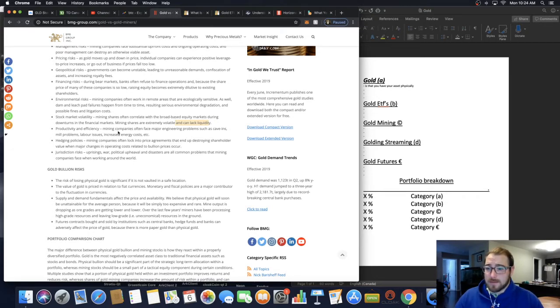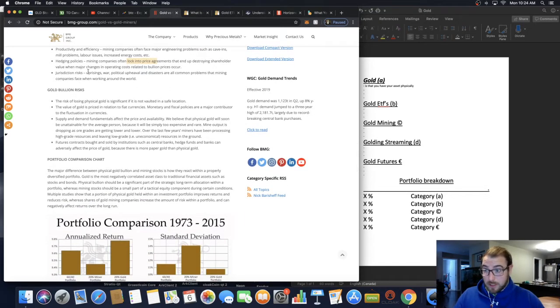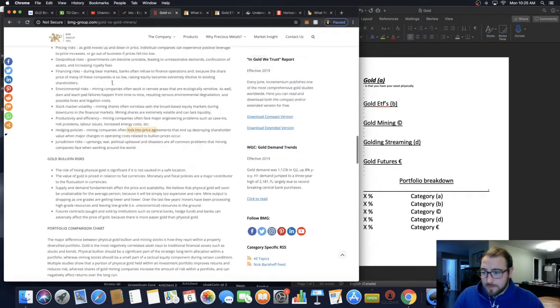Productivity and efficiency. Mining companies often face major engineering problems such as cave-ins. Hedging policies. Mining companies often lock in price agreements that end up destroying shareholder value when major changes in operating costs related to bullion increase. Jurisdictional risk. Uprisings, war, political upheaval, and disasters are all common problems that mining companies face when working around the world.